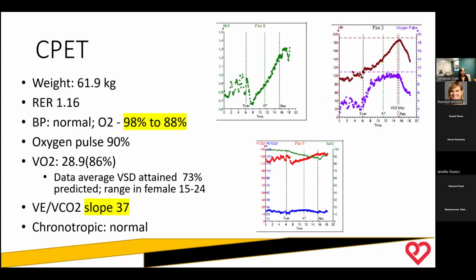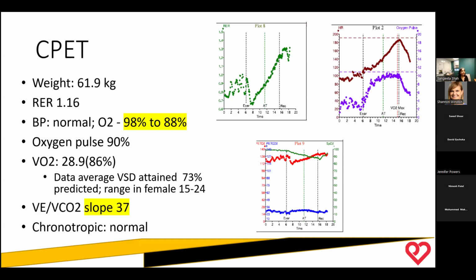So when we look at her CPET, weight is 62 kilograms. RER, as we look at the slope and you look across, the peak is about 1.2. Blood pressure response was normal. But when you look here at the saturation curves, they did fall, from 98% to 88% with exercise. The oxygen pulse, here's your heart rate increased. Your oxygen pulse was at 90%. There's a little flattening. However, this is probably because she's quite physically fit.